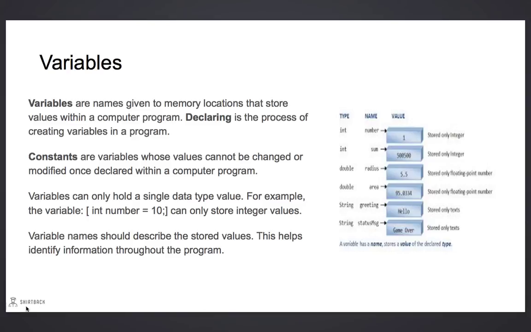Variables are names given to memory locations that will store values within a computer program. The process of creating variables is called declaring. Constants are variables whose values cannot be changed or modified within a computer program. Variables can only hold a single data type. For example, the variable int can only store integer values. Variable names should describe the stored values. This will help you to identify the information throughout the program.